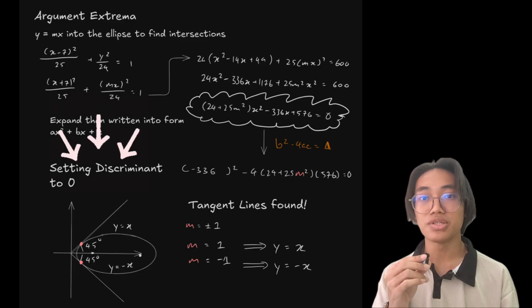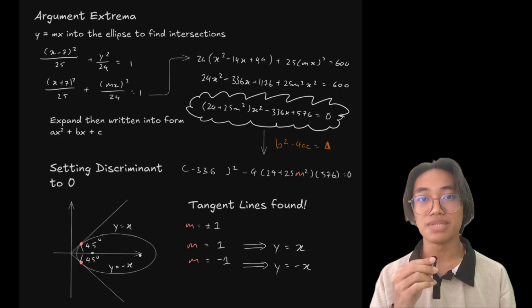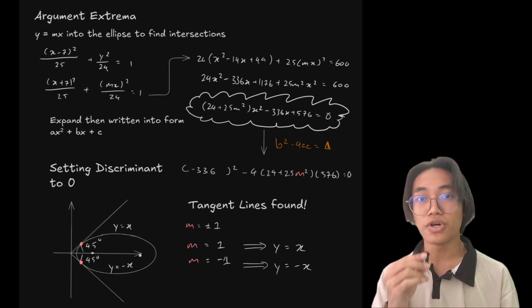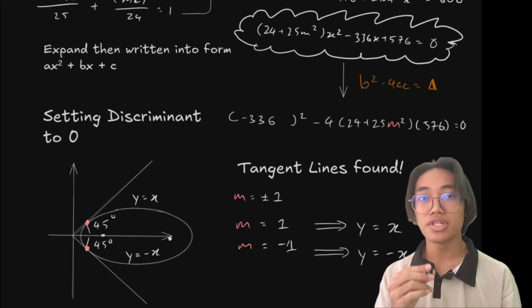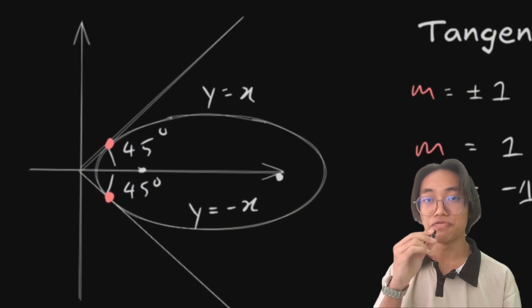and set the discriminant to 0 to find the tangent lines. This calculation simplifies to m squared equals 1, giving us slopes of 1 and -1. Consequently, the maximum argument is 45 degrees and the minimum is -45 degrees.